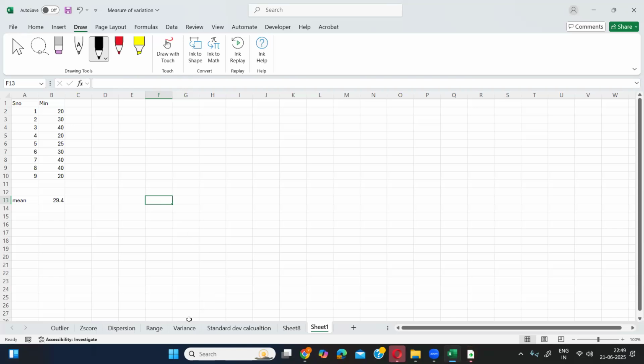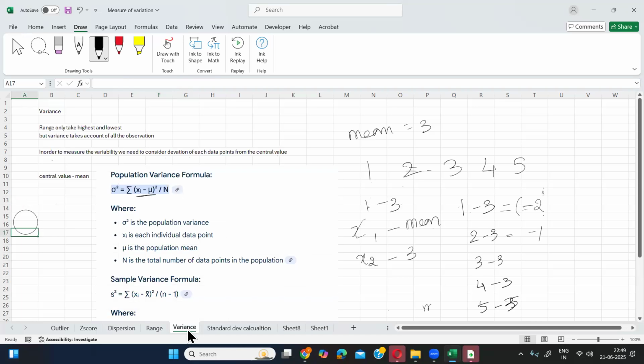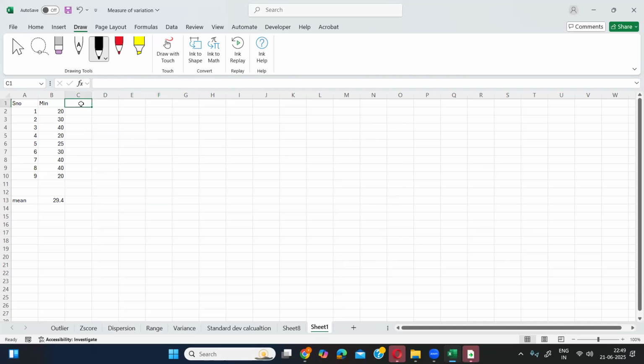Okay, so now let's go back to our formula. What is the formula? X1 minus mu. Each and every data minus your mean. Now let's go to the calculation. What I'm going to do here, mark it here: X minus mu or mean. So here each and every data, so 20 minus your mean, 29.4.